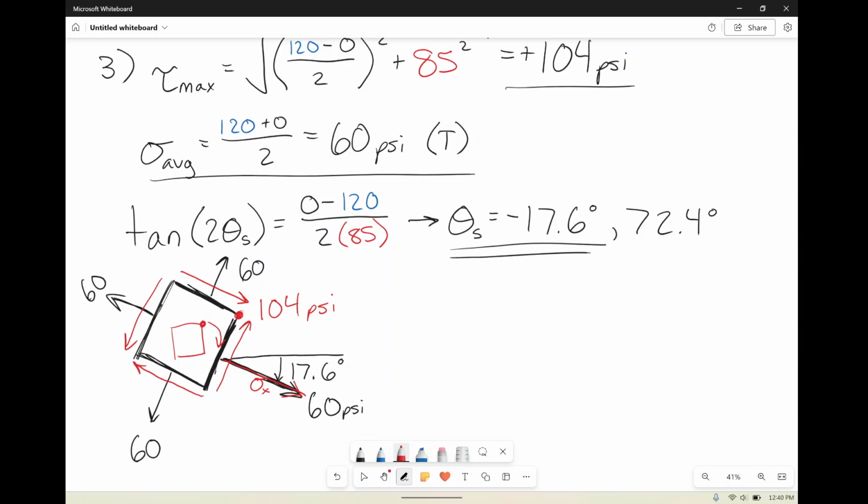So again, as far as plugging and chugging in the equations go, it's really not hard. As far as understanding what's really going on with the stress element, it can be a little bit difficult. Hopefully it's not too bad, and we will hopefully make more sense of it when we get to more circle next time.